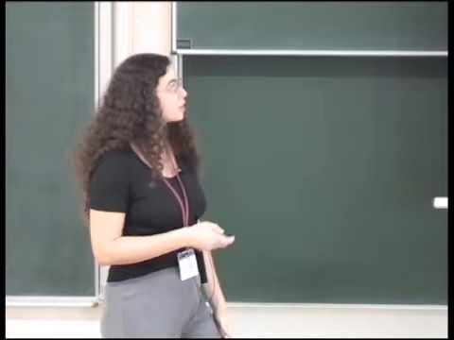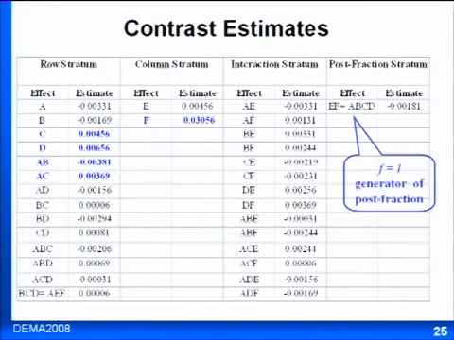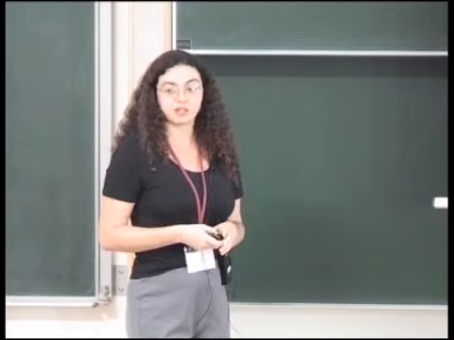The procedure: we first start with the post-fraction. So we get the generator of this post-fraction. This generator will be in one stratum. In this case, if we had only one generator, there will be only one effect in this stratum. If we had more generators, we include all the generators and all the interactions among these generators.